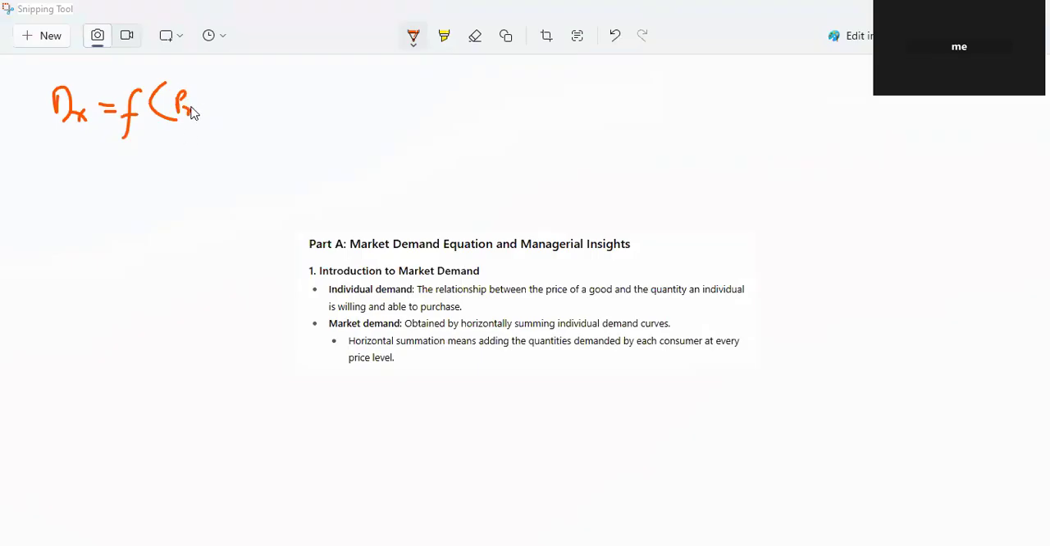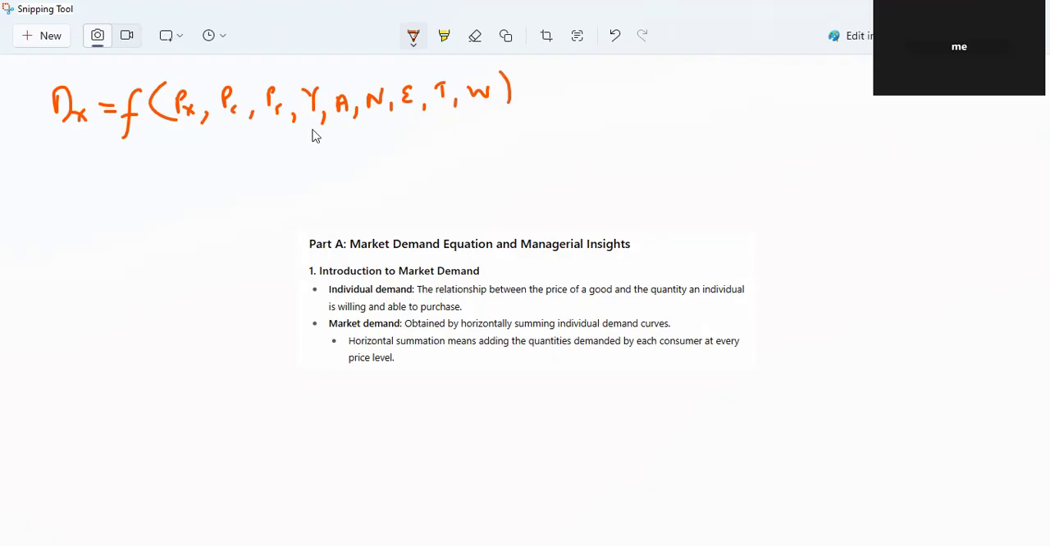You have the price of a complement, the price of a substitute. We have income, which is denoted by letter Y. We have advertising, we have natural population, we have expectations, we have tastes, we have weather, we have government policy. There are many factors that will affect demand.